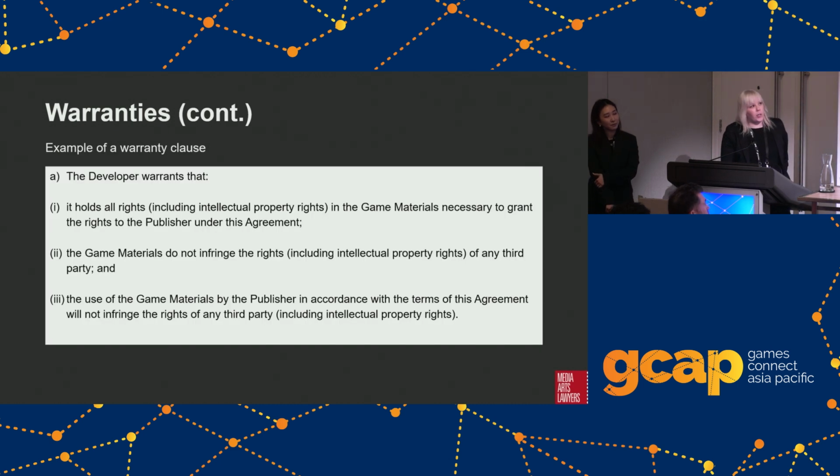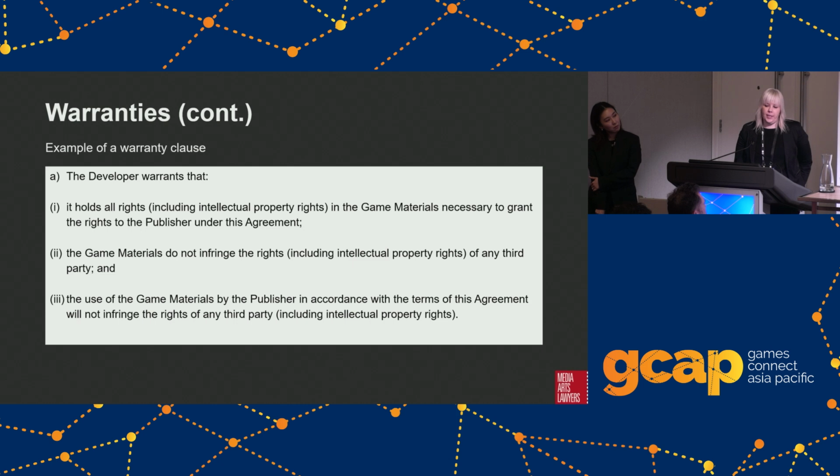Here we've got a little example of a warranty clause. I'll briefly run through this, but most warranty clauses are pretty similar in structure and will look very similar to this. We've drafted this as if it's a publishing agreement, but it provides that the developer warrants that it holds all rights, including IP rights, in the game materials necessary to grant the publisher the rights under the agreement. The game materials do not infringe the rights, including IP rights, of any third party. The use of the game materials by the publisher in accordance with the terms of this agreement will not infringe the rights of any third party, including IP rights.